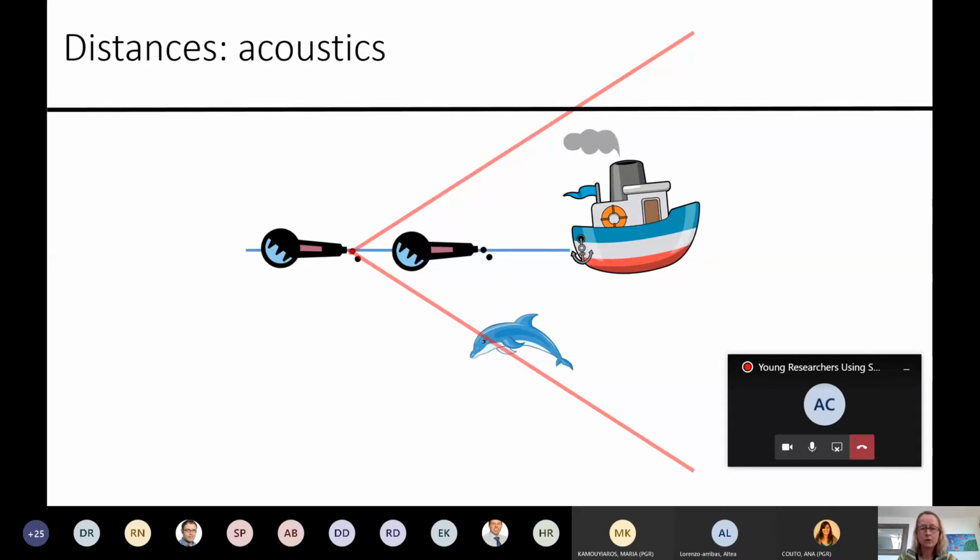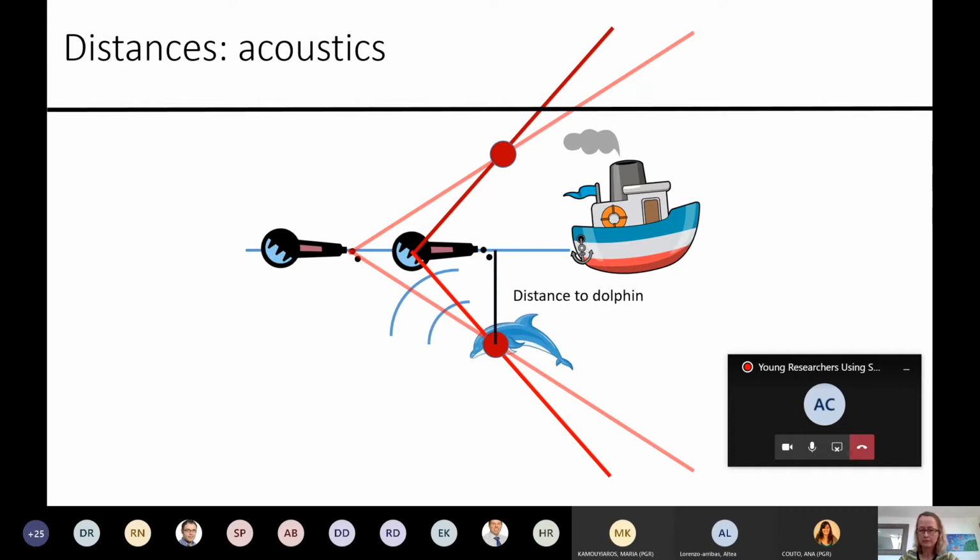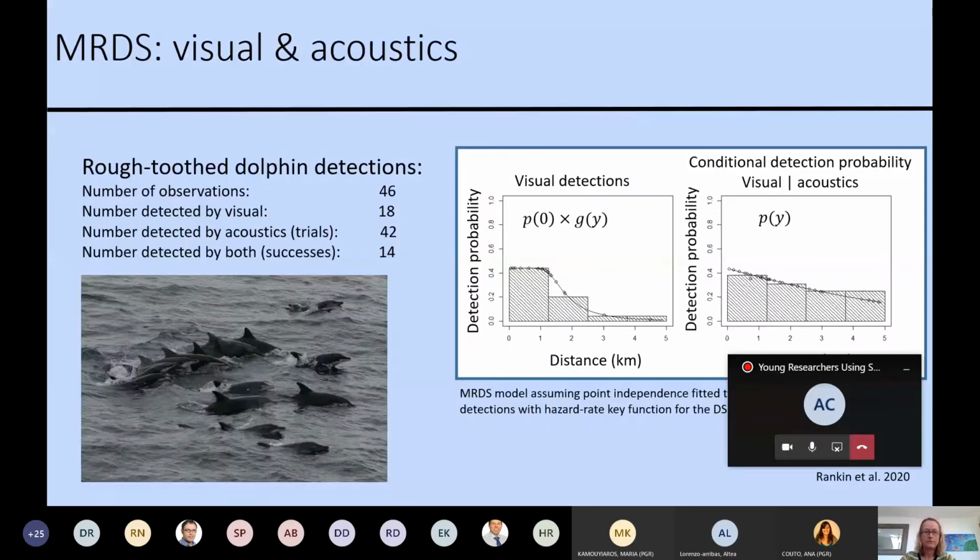So as the ship moves along, you keep the first angle in mind on your map, and then the dolphin makes another sound, you get another angle, and where these angles converge, that's the location of the dolphin, and you can get your distance. Like I said, left or right doesn't matter for distance sampling, we need the distance to the dolphin. And we use this method to estimate the fraction of dolphins missed by the visual observers for this particular species, the rough-toothed dolphins. These are not prone to react to the ship very much and were therefore suitable for this study.